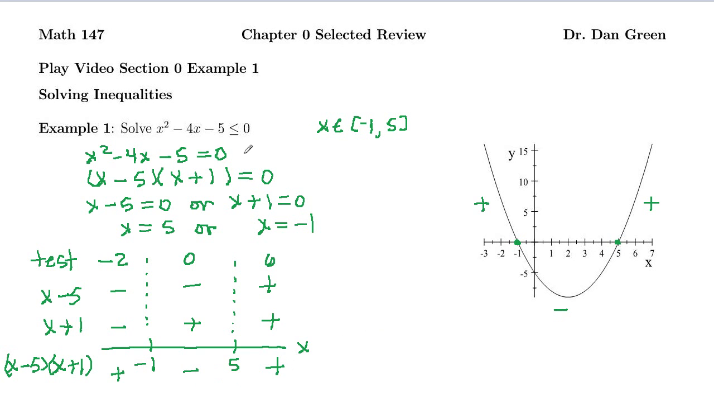So we want where that product here is less than or equal to 0, which is going to be in the middle there, -1 to 5. And we include -1 and 5 because it's a less than or equal. So if this was a strict less than, we'd just have parentheses. I'm just using interval notation there. So our sign analysis is agreeing with the graph.